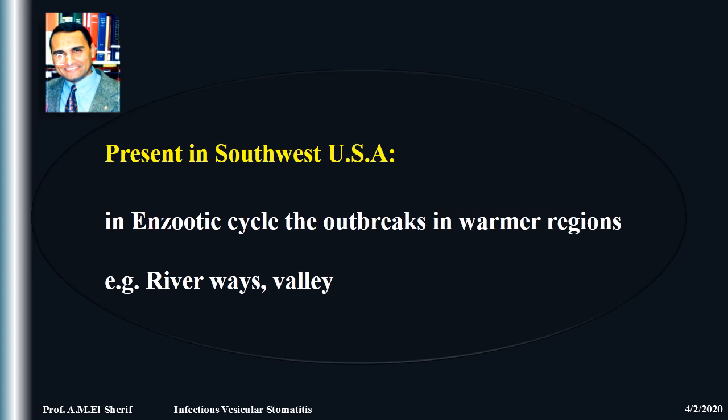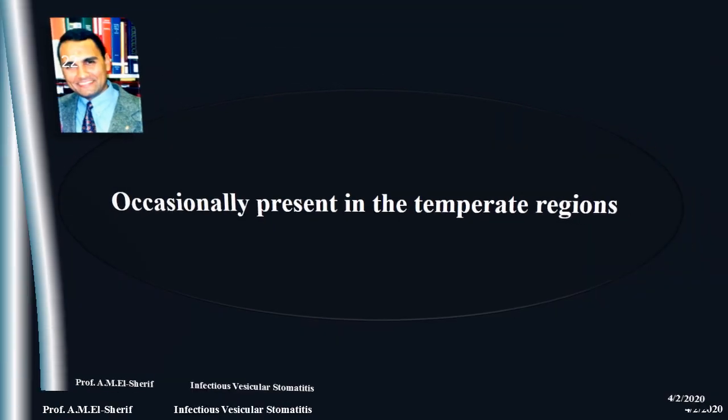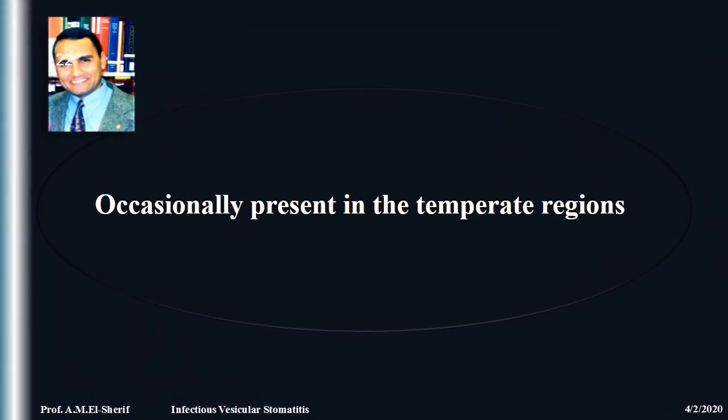The United States Southwest has experienced outbreaks during warmer months. The southeast of the United States has an enzootic cycle in which the virus has been isolated in sand flies. Infectious vesicular stomatitis is occasionally present in the temperate regions of the Western Hemisphere.